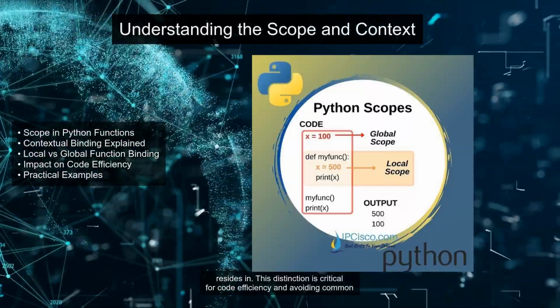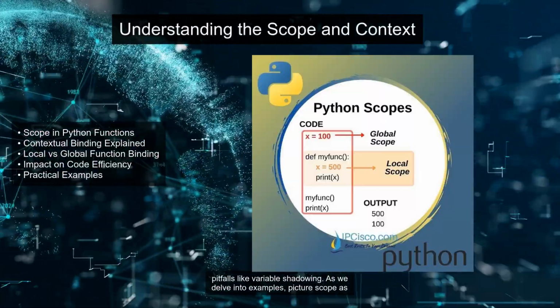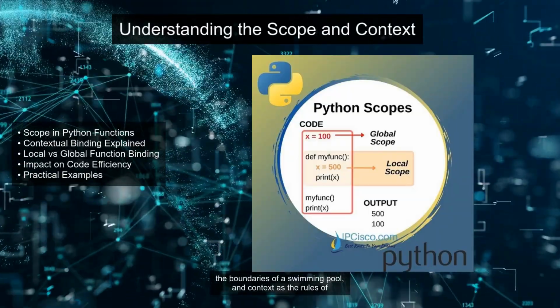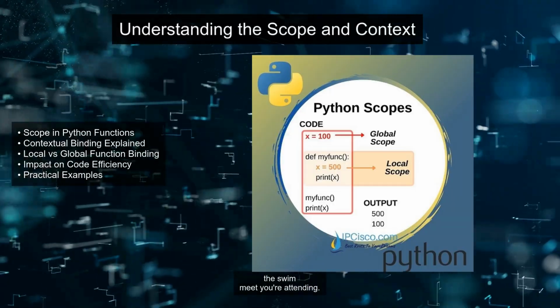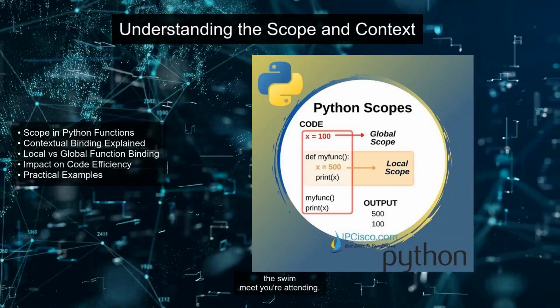This distinction is critical for code efficiency and avoiding common pitfalls like variable shadowing. As we delve into examples, picture scope as the boundaries of a swimming pool, and context as the rules of the swim meet you're attending.